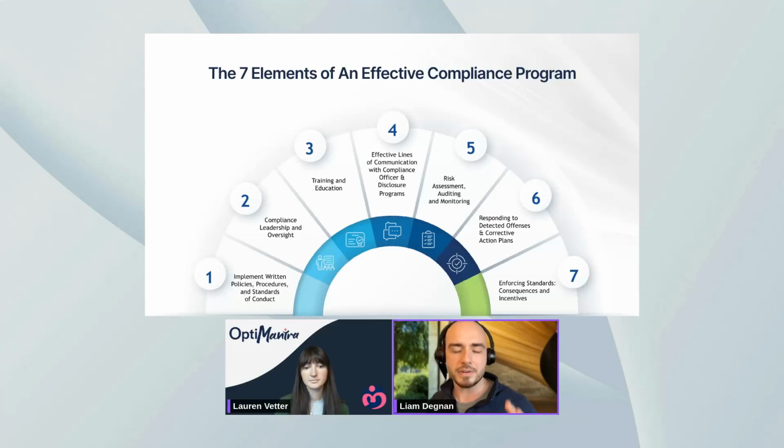HIPAA is a very intentionally vague regulation because of how broadly it applies. You could be a solo provider practice that's a covered entity, or you could be the largest regional hospital system in the country, and the rules don't change. The reg is exactly the same regardless of how large or how small you are. What the government expects is not that you're doing less than what the law requires, but rather that you're understanding these requirements and implementing them into your practice in a way that is effective for you, okay?